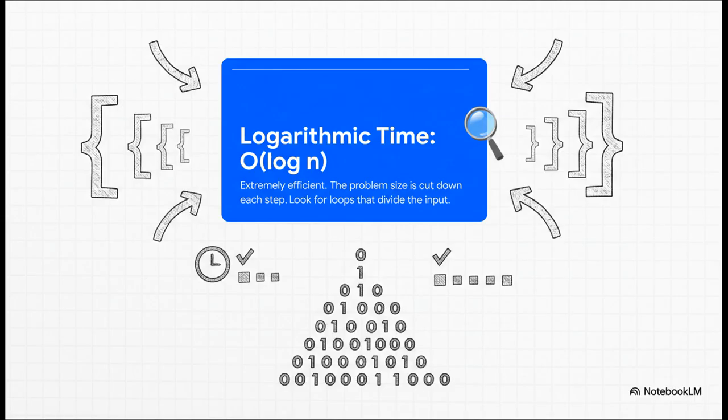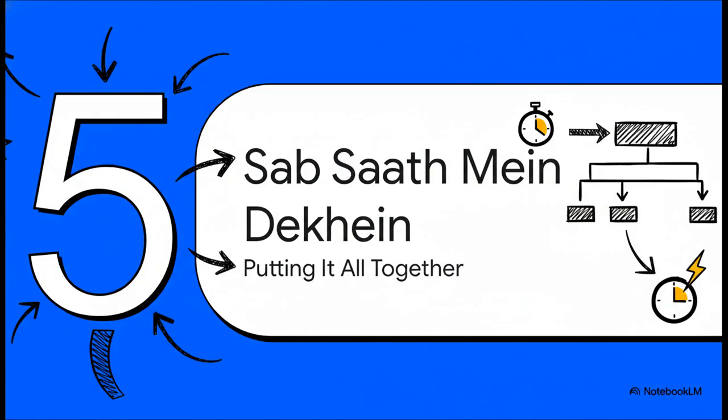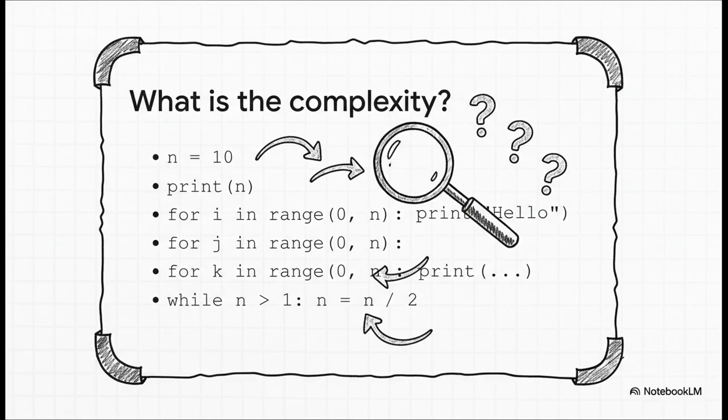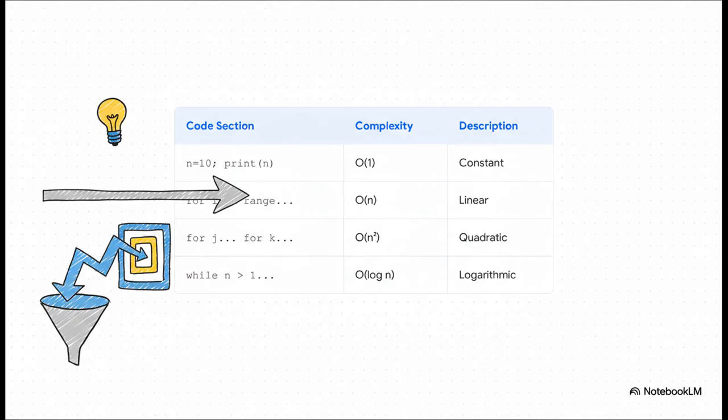It's fantastic. Okay, we've got the rules, we know the patterns. Let's put this into practice and analyze some actual code. Take a look at this. It might look a little complicated, but don't worry. We've got this. It's actually just a mix of everything we've just talked about. Let's go through it line by line. So that first little bit, just setting a variable and printing it, that runs once. It's O of 1, a bicycle. Then we've got that single for loop. It runs n times. That's our classic O of n.